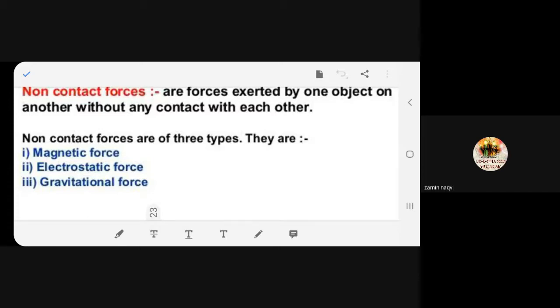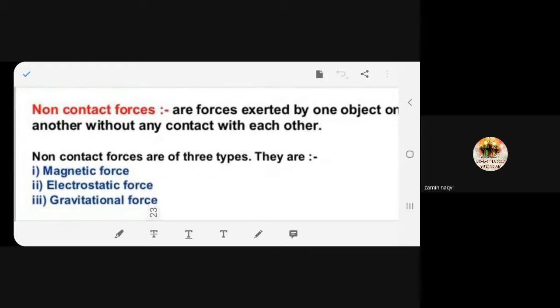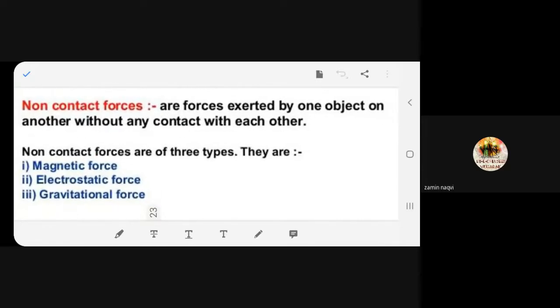Now we'll see non-contact forces. These objects are not in touch with each other. They are not in contact with each other. Magnetic force: do we touch the magnet with the iron and then only it works? No. If we get the magnet close to any iron material, it attracts, isn't it? So these are non-contact forces.